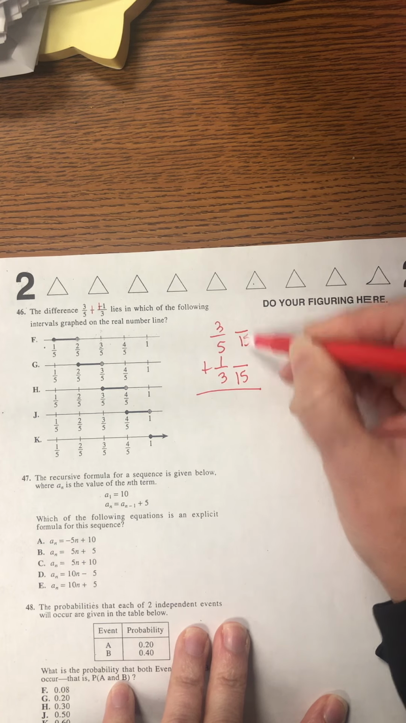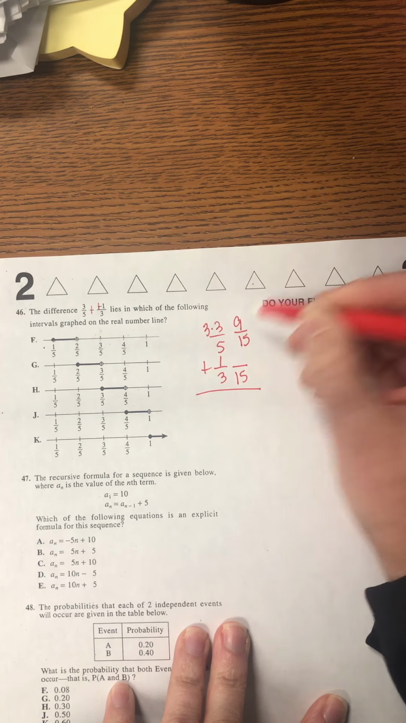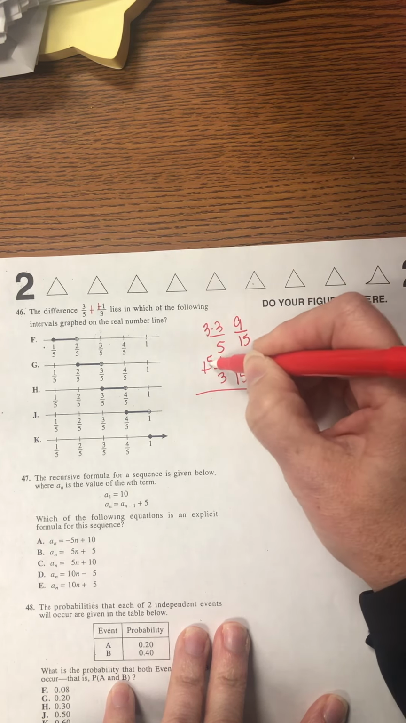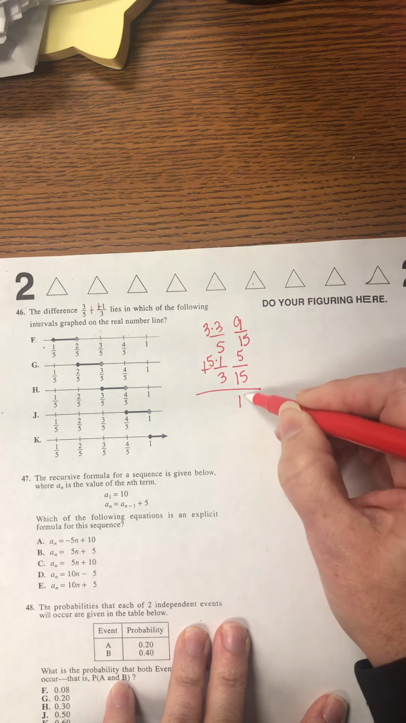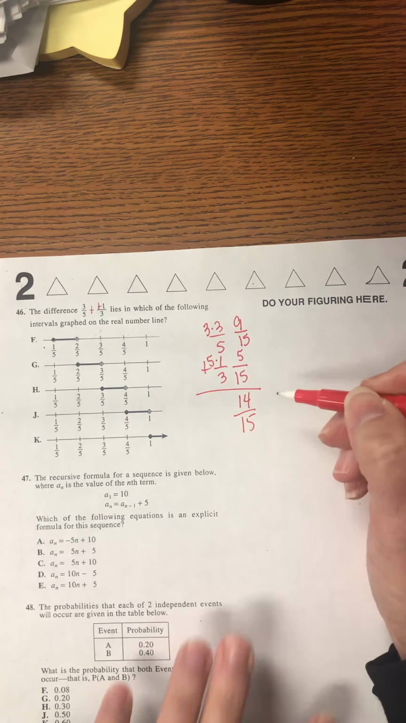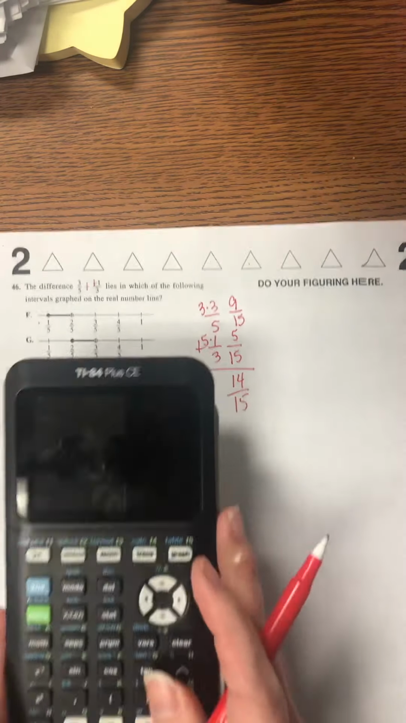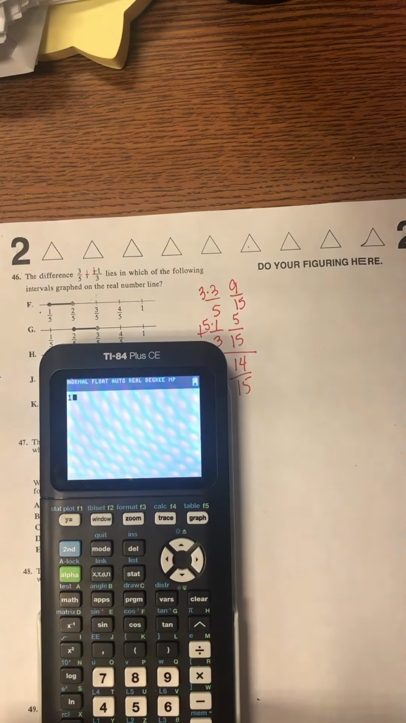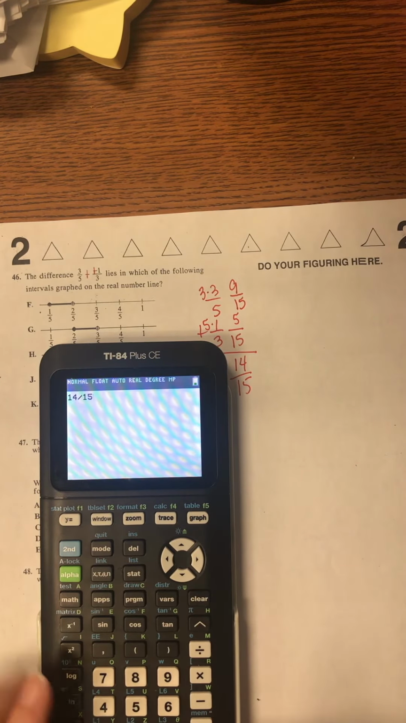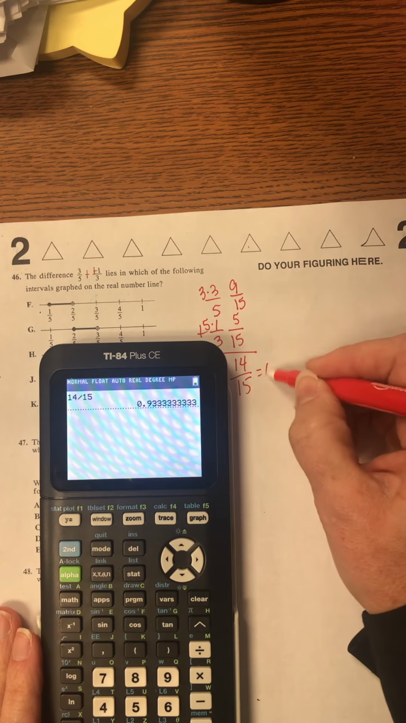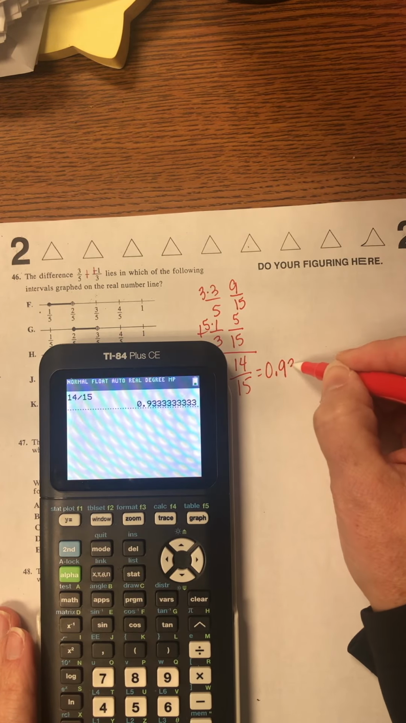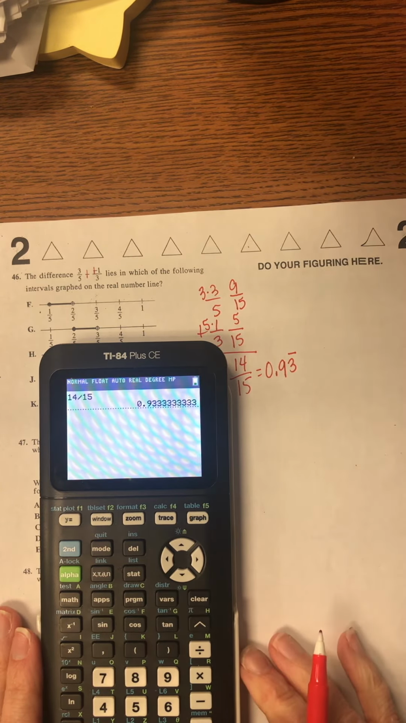5 will go into 15 3 times. 3 times 3 is 9. 3 will go into 15 5 times. 5 times 1 is 5. And that gives me 14/15. Okay, if you look at your calculator and you do 14 divided by 15, you can see that its decimal equivalent is 0.93 with a repeating 3.